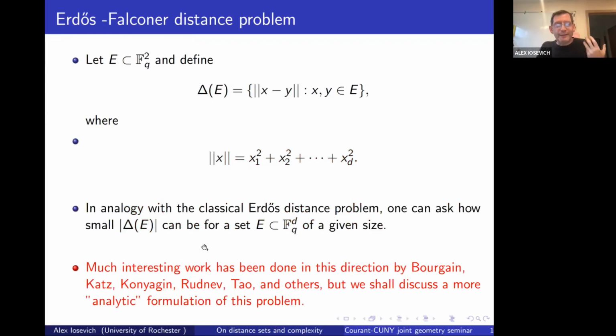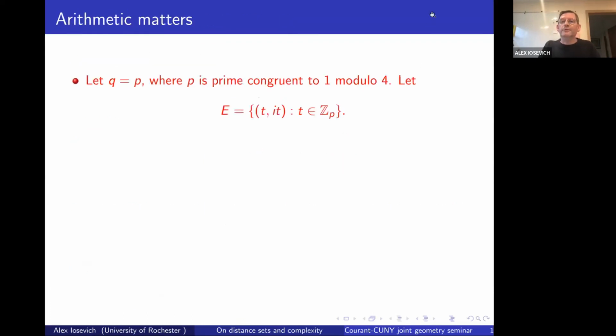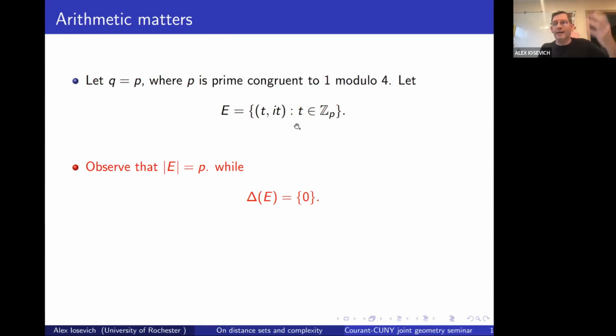But the reason this is a difficult formulation is due to the following innocent-looking example. Take q to be a prime congruent to 1 mod 4. Then, as we learned in algebra, the square root of -1 is in the field. And you can take the set (t, it), where i is the square root of -1. Notice that the size of this set is equal to p, but the distance set is just 0, because the distance between any two points here, let's say (t, it) and (s, is), is (t minus s) squared plus (it minus is) quantity squared, which is identically 0.